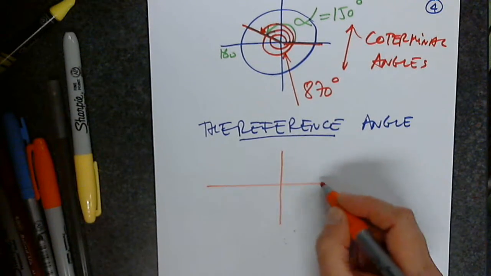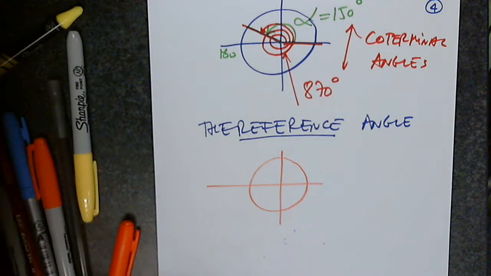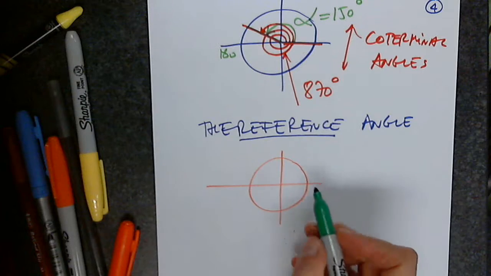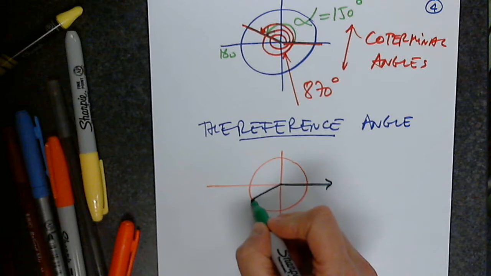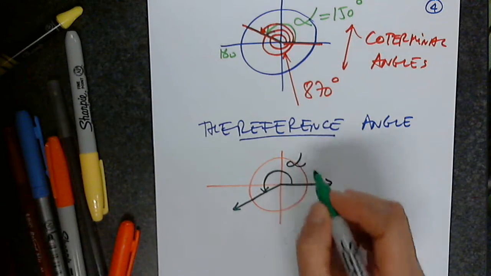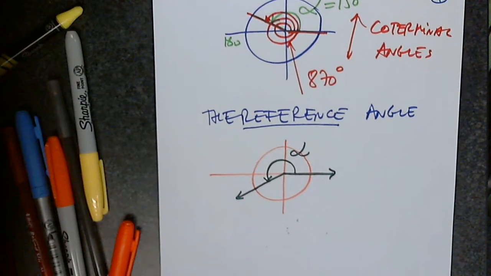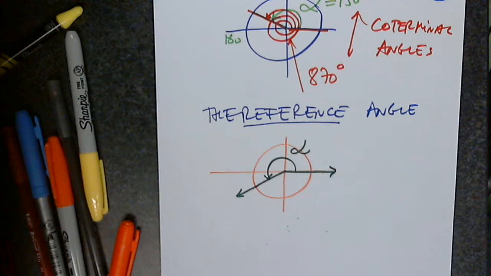Now, here's an angle. Let's say in the third quadrant, with the terminal side in the third quadrant. This is angle alpha. Is it clear that this angle is more than 180 degrees? It has more than 180 degrees, so it's definitely obtuse.